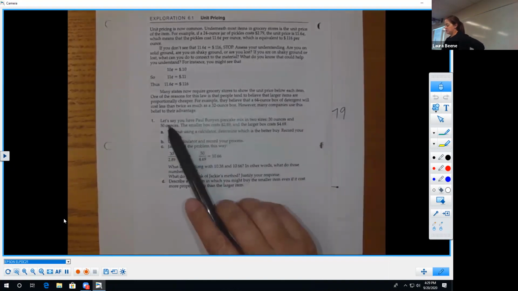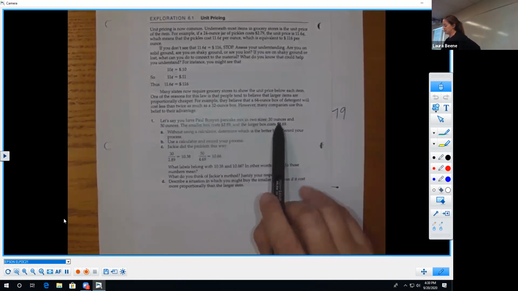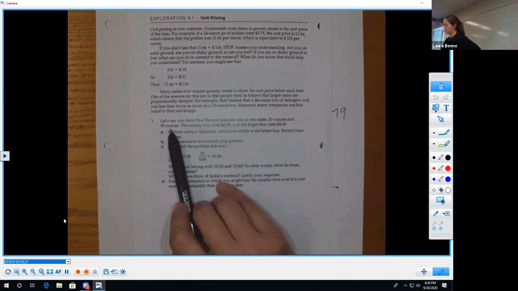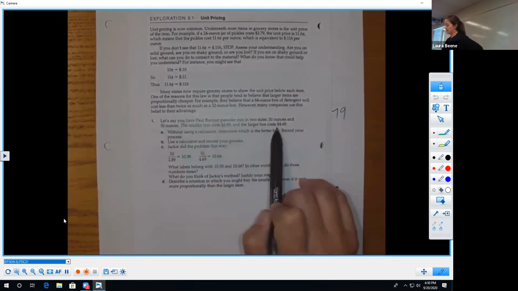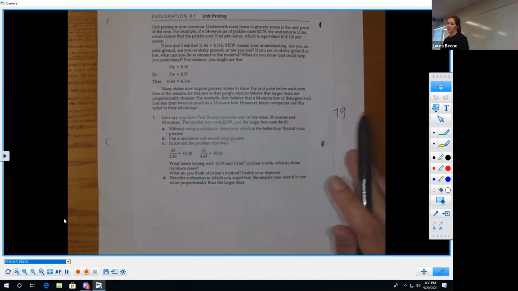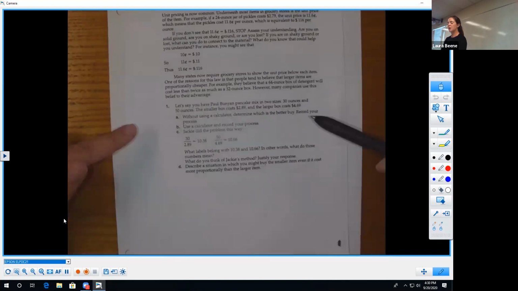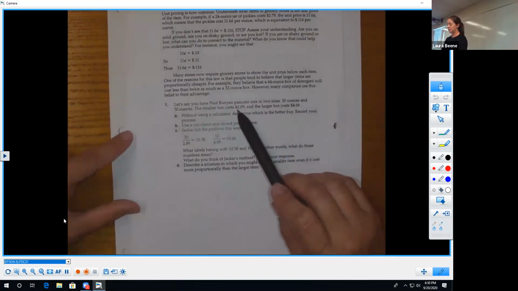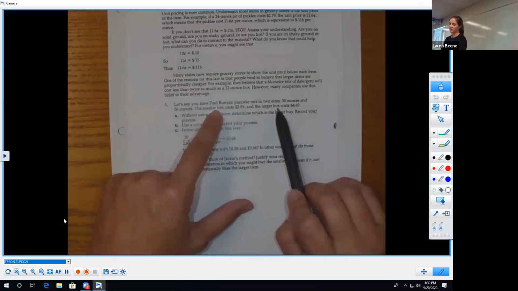So in this situation, it says, let's say you have Paul Bunyan pancake mixes in 2 sizes. We have the 30-ounce box and the 50-ounce box. Smaller box is $2.89, the bigger box is $4.69. Let's figure out which one is the better buy. Okay, so actually, if you go ahead and pause this and do the price per ounce and figure out which one's the better buy, the smaller box or the larger box, and come back when you have that finished.